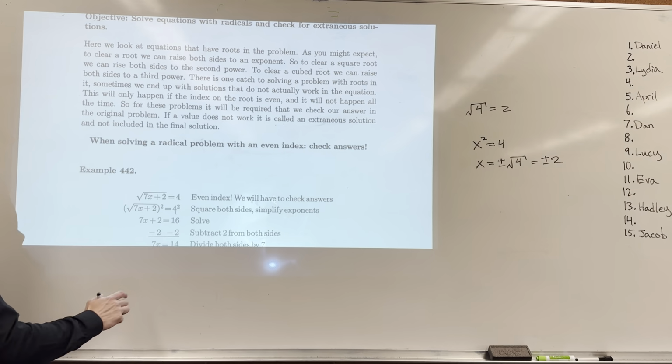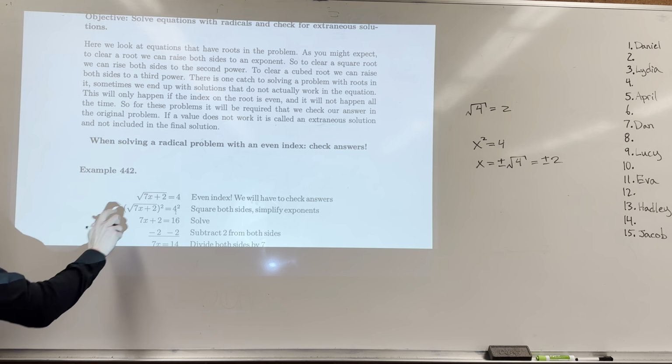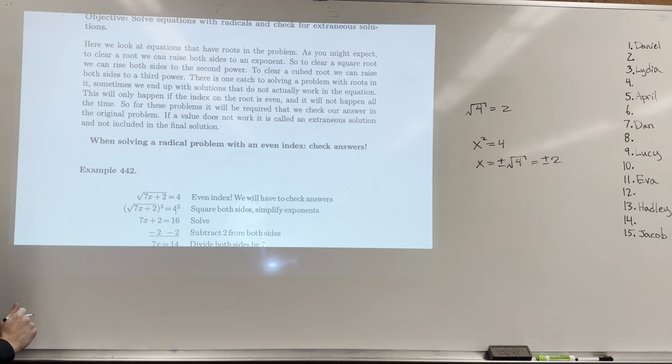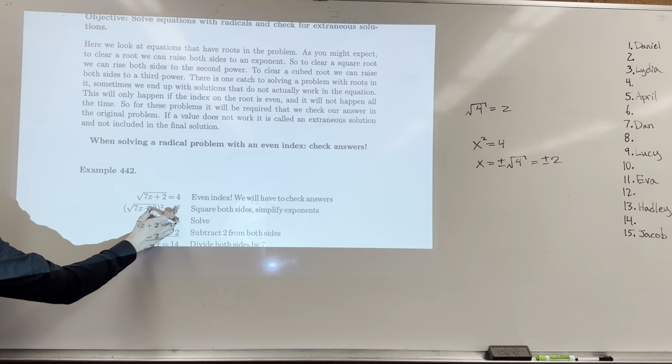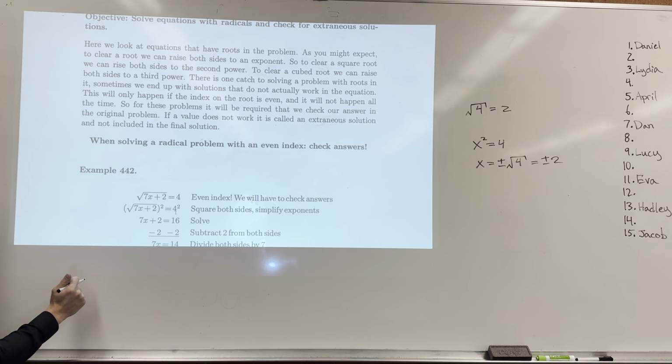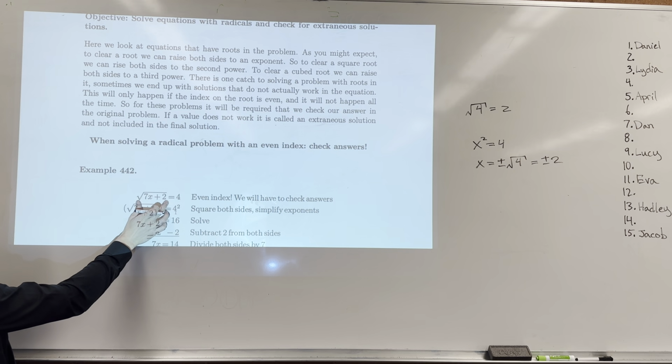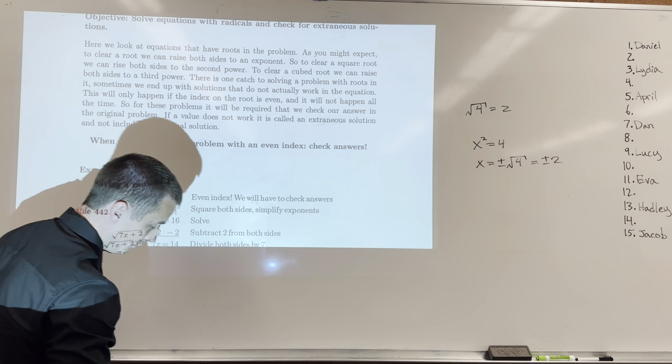Okay, so we're going to have a problem like this: the square root of 7x plus 2 is equal to 4. How do we solve this? We start out by squaring both sides. I'll square this side, square this side. When I square this side, what do I get? What is the square root of 7x plus 2, all squared?